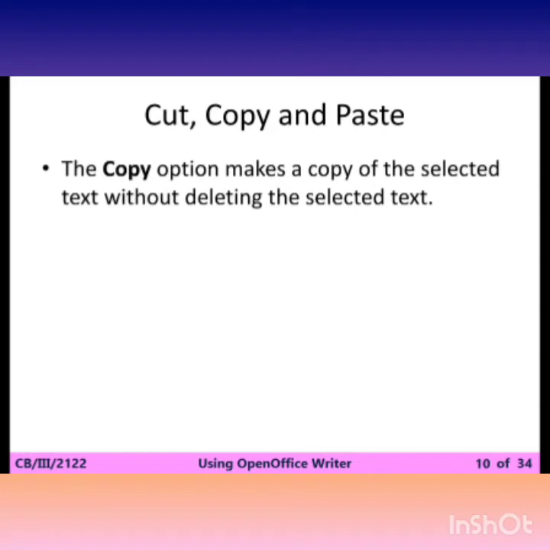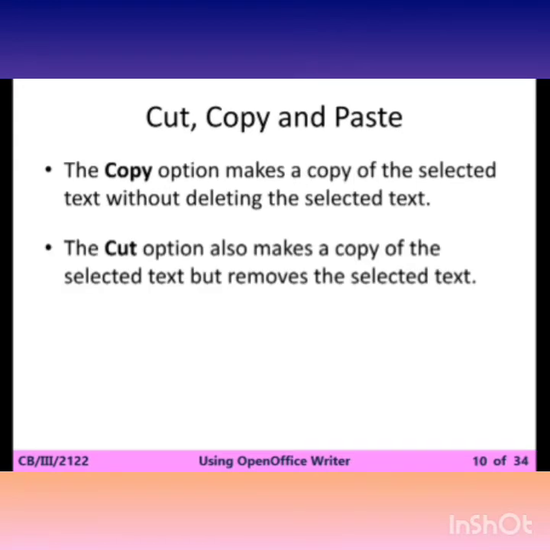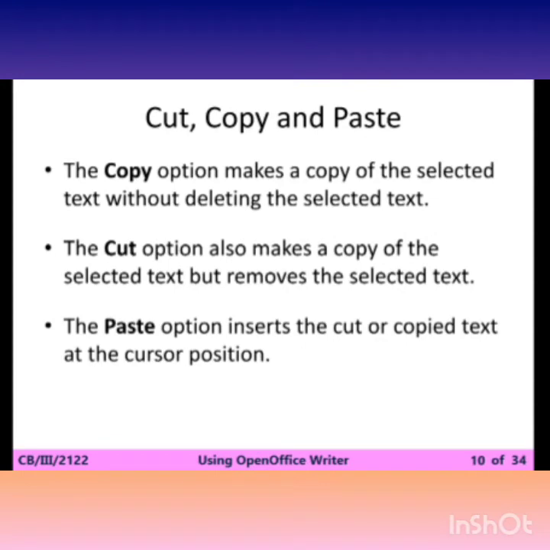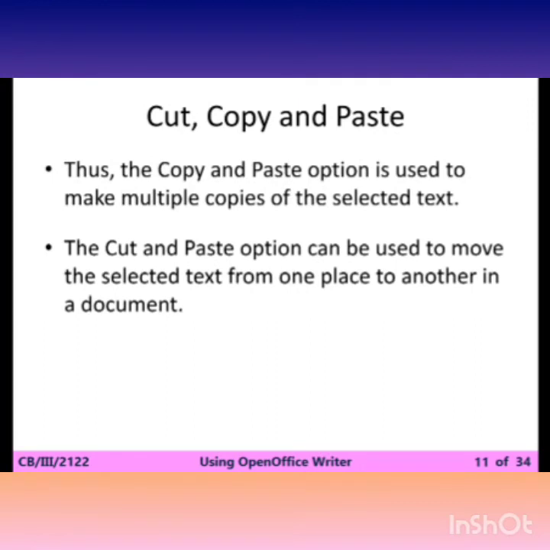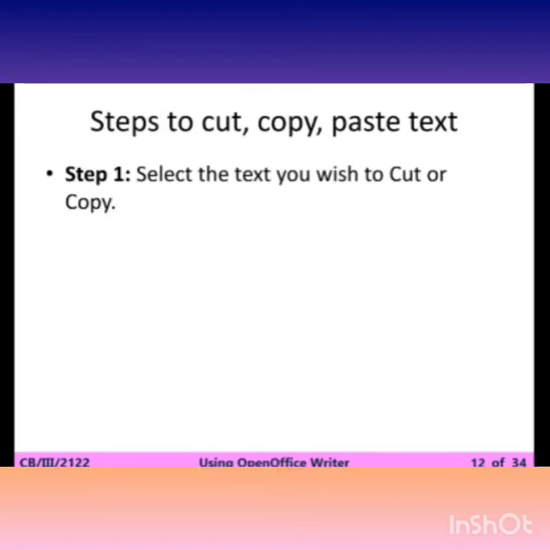The copy option makes a copy of the selected text without deleting the selected text. The cut option also makes a copy of the selected text but removes the selected text. The paste option inserts the cut or copied text at the cursor position. Thus, the copy and paste option is used to make multiple copies of the selected text. The cut and paste option can be used to move the selected text from one place to another in a document.